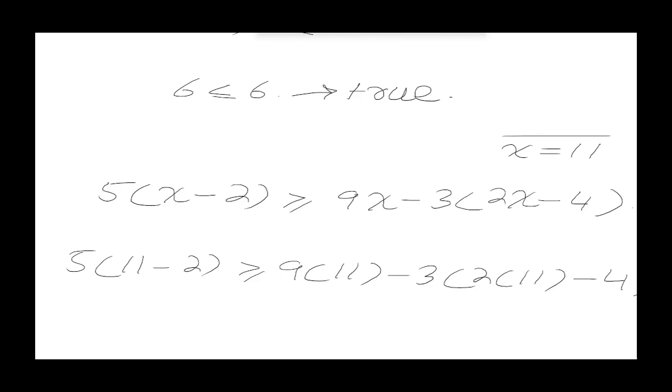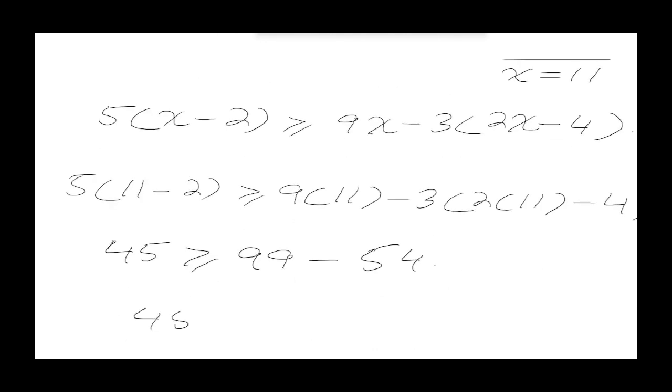So 11 minus 2 is 9, and 5 nines are 45. It is greater than or equal to 99 minus 3 times (22 minus 4). Now what is 22 minus 4? That is 18, and then we multiply that by 3, so that is 54. So we have 99 minus 54, so 45 is greater than or equal to 45. We already know 45 is not greater than 45, but it is equal to. So we can say that this inequality is true based on the value of the variable.